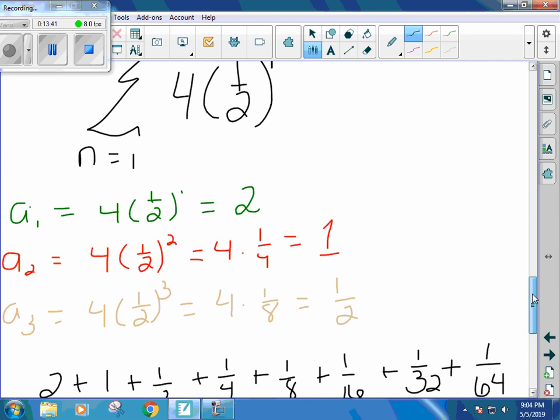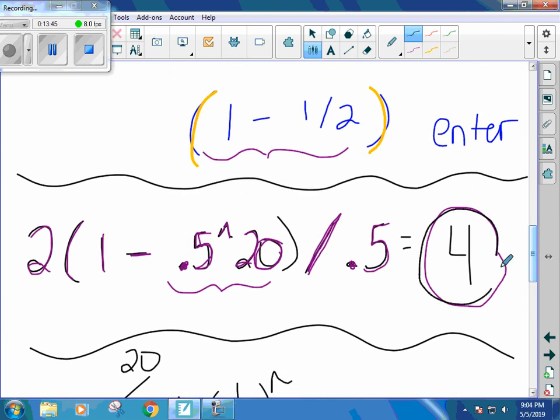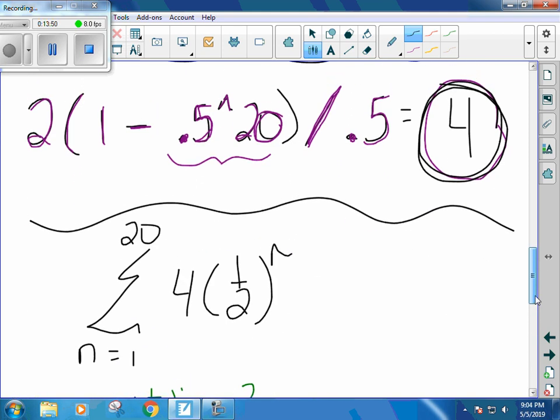So coming all the way back up to my final answer, the sum of this finite geometric series with the expression 4 times 1/2 to the n with 20 terms is 4.